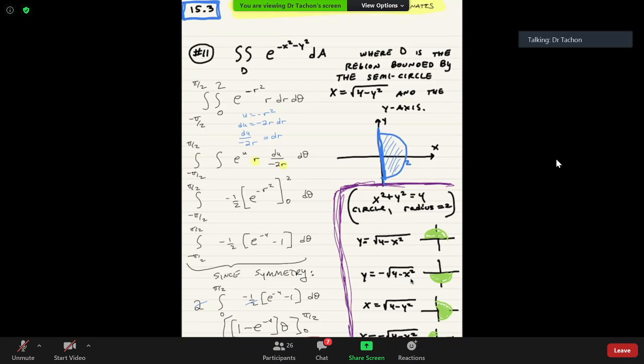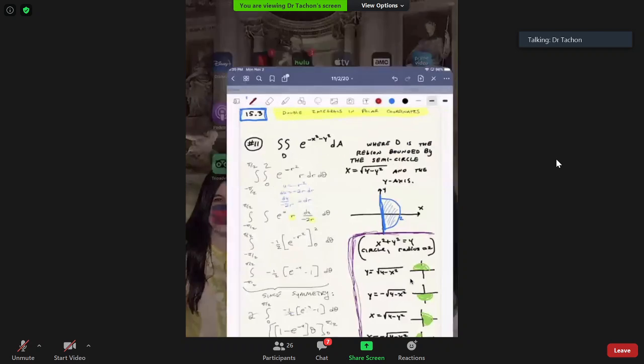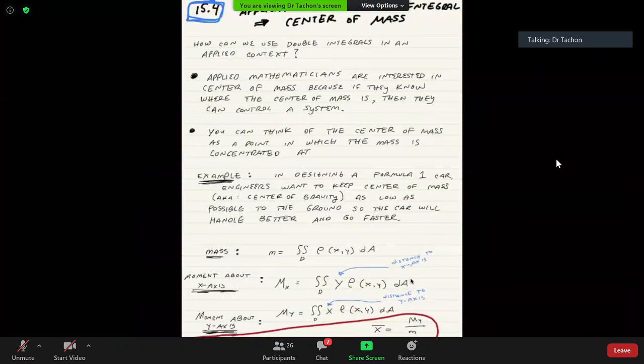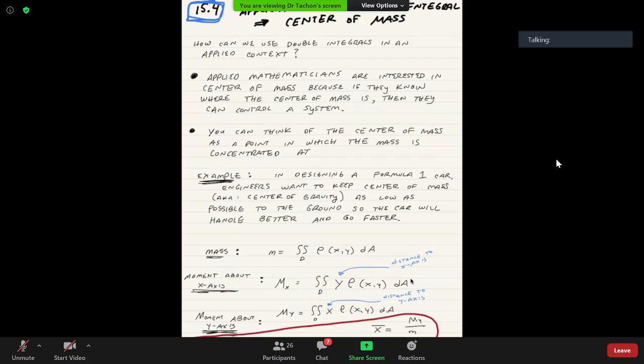So let's go on to 15.4. So center of mass. My page isn't turning, so sorry again. I got to do this. I need to make a background photo on my iPad screen of, I don't know, something calculus 3 for you, so you don't have to see me and my daughters all the time.